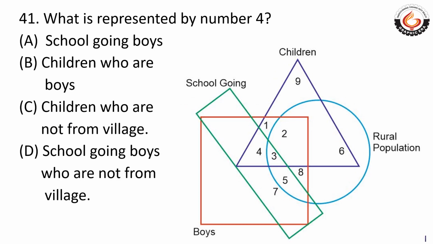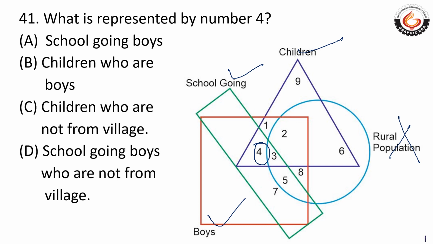What is represented by number 4? This is the reverse now. Previously they used to give a condition and you have to find a number, but now they have given a number and they have asked what that denotes. They're asking for this one. This 4 is school going, this 4 is children also, this 4 is not amongst the rural population, and this is in boys also.